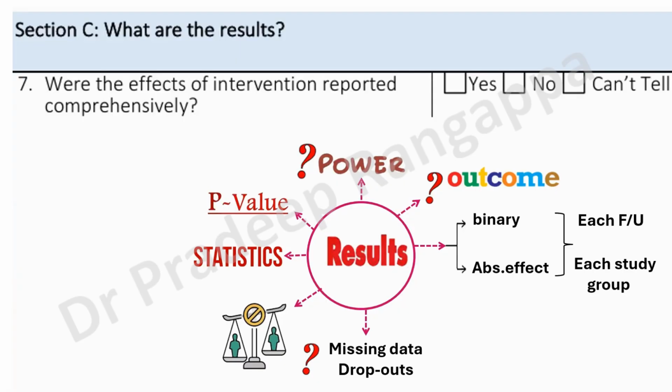So these are some of the seven elements that you should look at when you are looking at the results component. So whether the power was adequate, whether the outcome that was expected was looked at, whether absolute effects and the binary outcomes, each one of them was looked at, whether missing data, biases, statistics, and p-values. So this is something you have to remember.